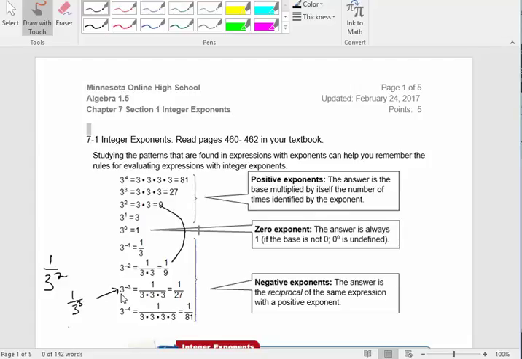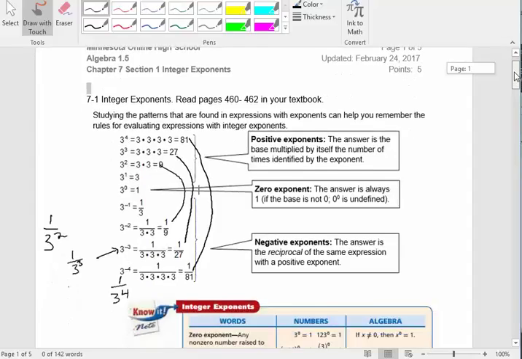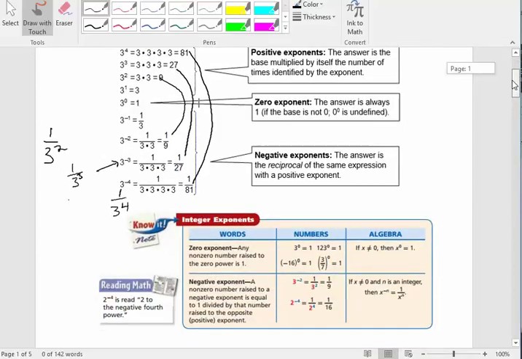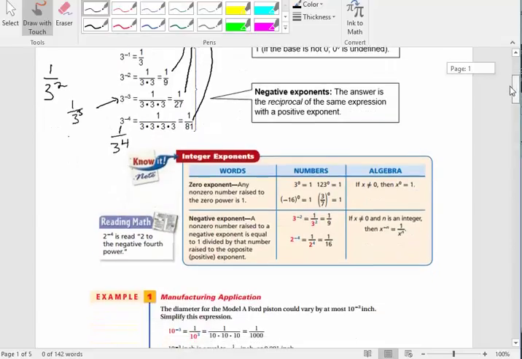9 for a power of positive 2, and 1/9 if it was negative 2. And 3 to the 3rd was 27, and 3 to the negative 3rd is 1 over 27. 3 to the negative 4th is the same as 1 over 3 to the 4th. And we know 3 to the 4th is 3 times 3 times 3 times 3 is 81, so we get 1 over 81. So that matches up with this one. So that's how we're going to work with negative exponents. There will be fractions involved, and then we will figure out what is the power on the bottom.